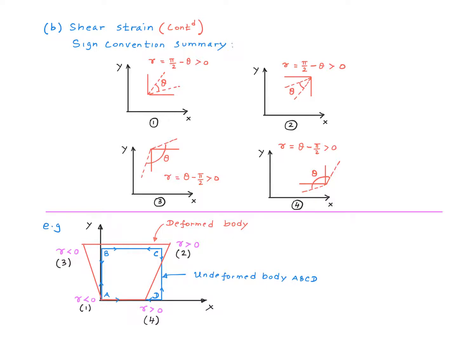The corners A and C are like situations 1 and 2, right? For the shear strain to be positive, the angle must decrease. We do have a decrease in angle at this corner, and therefore the shear strain there is positive, whereas here the angle is increasing, and therefore the shear strain must be negative. The corners B and D are similar to situation 3 and 4, and here, of course, the angles must increase for the shear strains to be positive. We do have an increase in angle at point D, and therefore the shear strain is positive there. Whereas here, angle is decreasing, and therefore the shear strain must be negative.